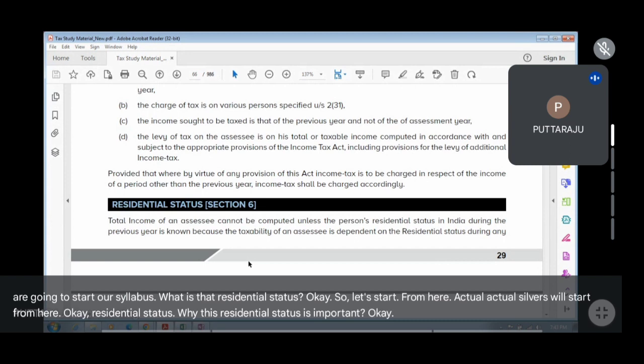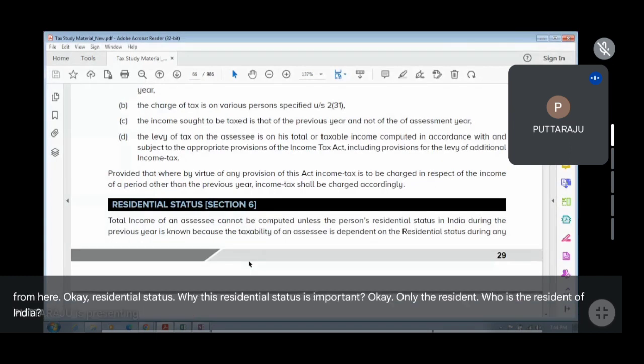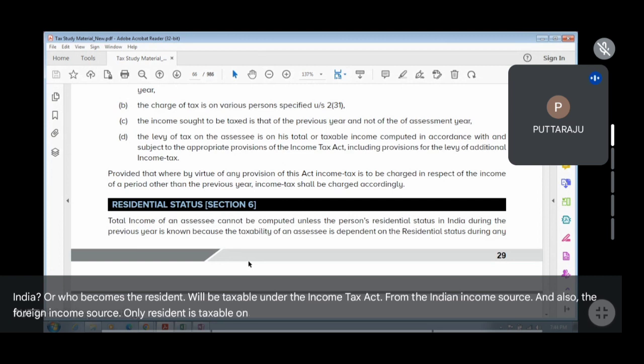Only the resident, who is the resident of India or who becomes the resident, will be taxable under the Income Tax Act from the Indian income source and also the foreign income source. Only a resident is taxable on the source from India and also from the foreign source. Only resident is taxable.